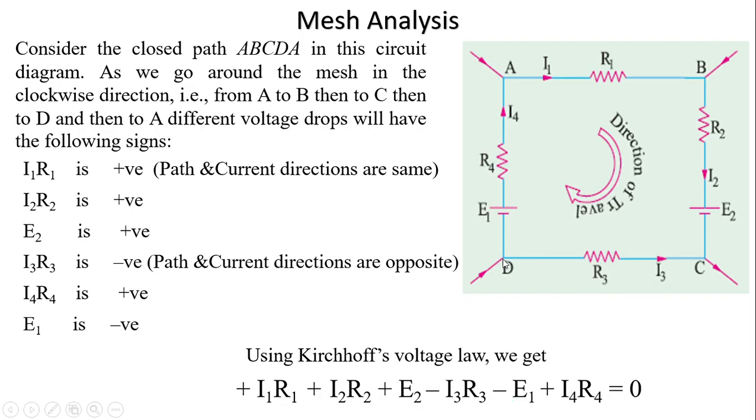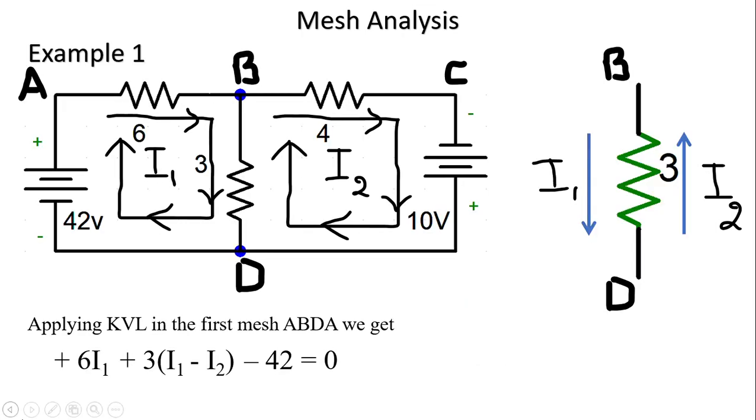When you go from D to A, the current direction is also the same. So plus I4 R4 is equal to 0. Like this you can apply Kirchhoff's voltage law in a given mesh, right? Applying these concepts and solving a mesh analysis problem.